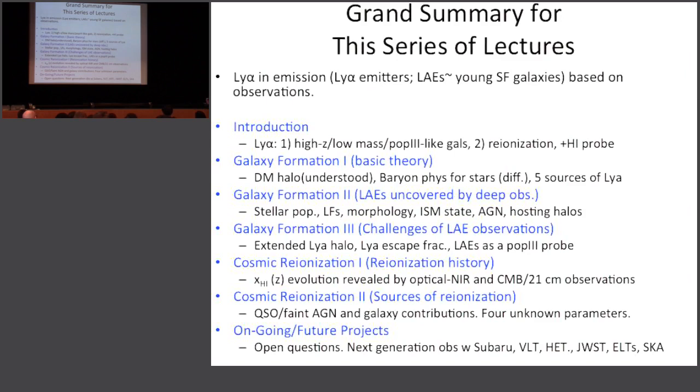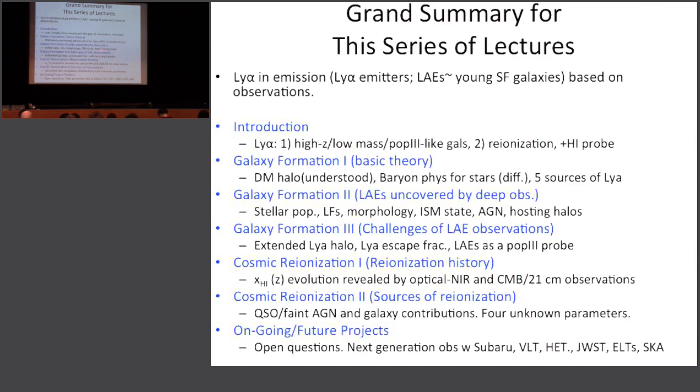In galaxy formation 1, we looked at very basic theoretical features like structure formation and dark matter halo formation, which are well understood from models. But the large challenge is the baryon physics for the stars. It is very difficult. And there are also five major sources of the Lyman-alpha emission line. In galaxy formation 2, I showed many observational properties of Lyman-alpha emitters, like stellar population, luminosity function evolution, morphology, ISM state, IGM, and hosting halos.